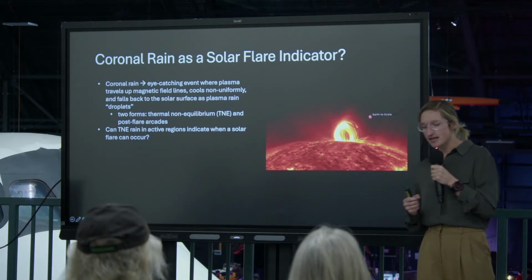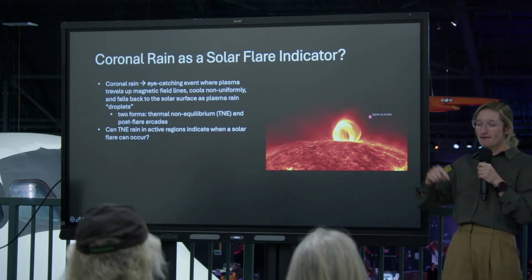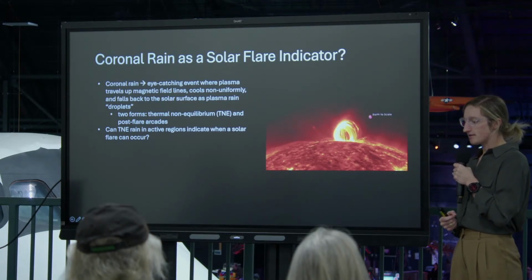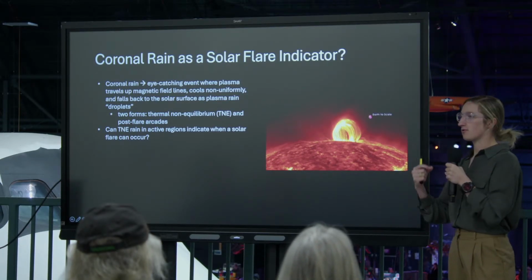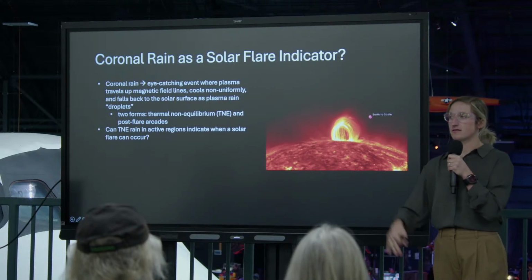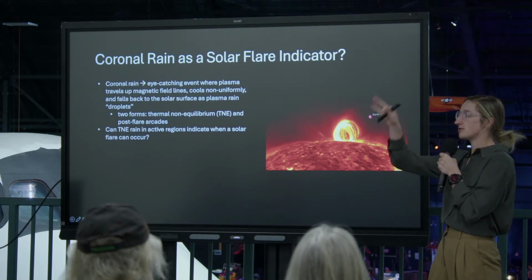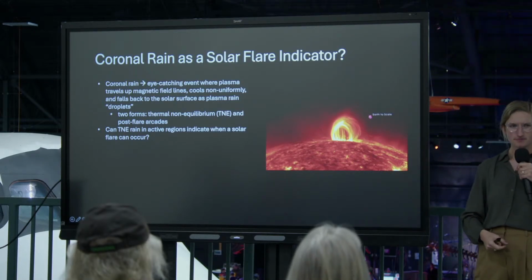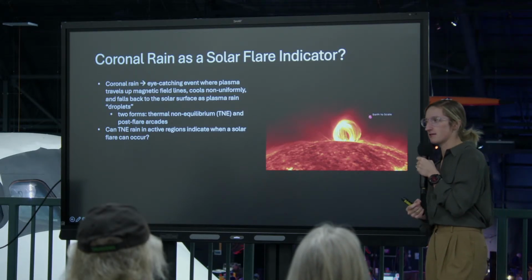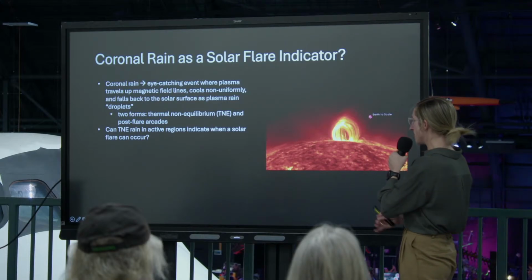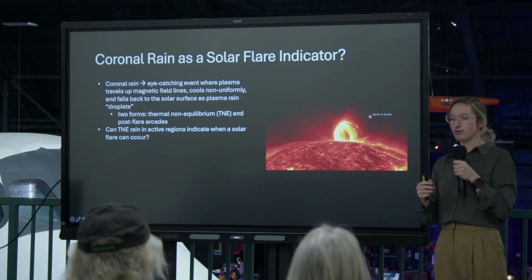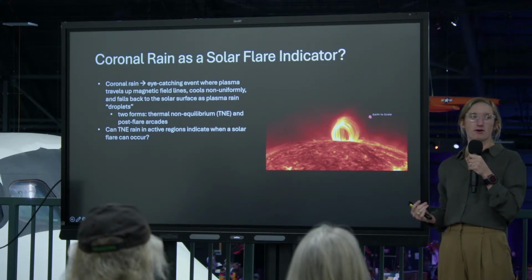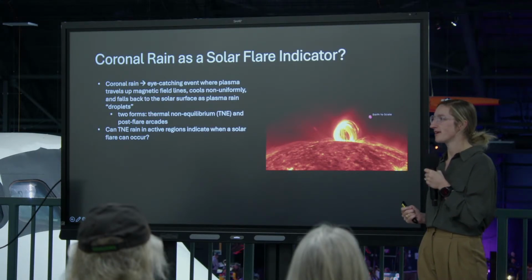What coronal rain is, is we have these magnetic field lines poking out from the sun from that differential rotation. And when the plasma at the solar surface gets heated, it causes this plasma to get more dense and fill up these magnetic field lines that are protruding into the solar atmosphere. And then this plasma in the magnetic field lines cools non-uniformly, which causes these plasma rain droplets to drain from the magnetic field lines and fall back to the solar surface.